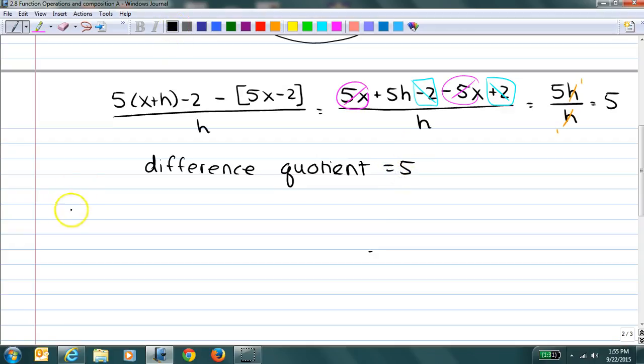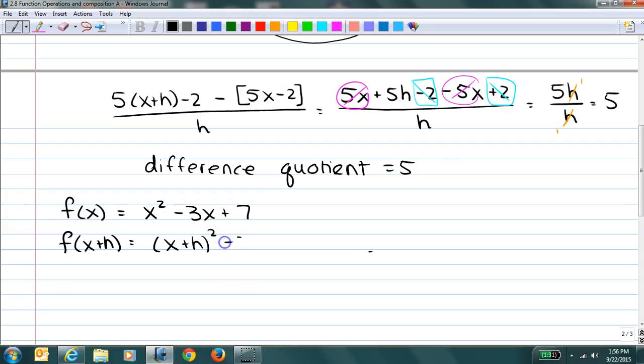But what if we had the function f of x is x squared minus 3x plus 7? Now, f of x plus h, that's the quantity x plus h squared, minus 3 times the quantity x plus h, plus 7. That's x squared plus 2xh plus h squared, minus 3x minus 3h plus 7.